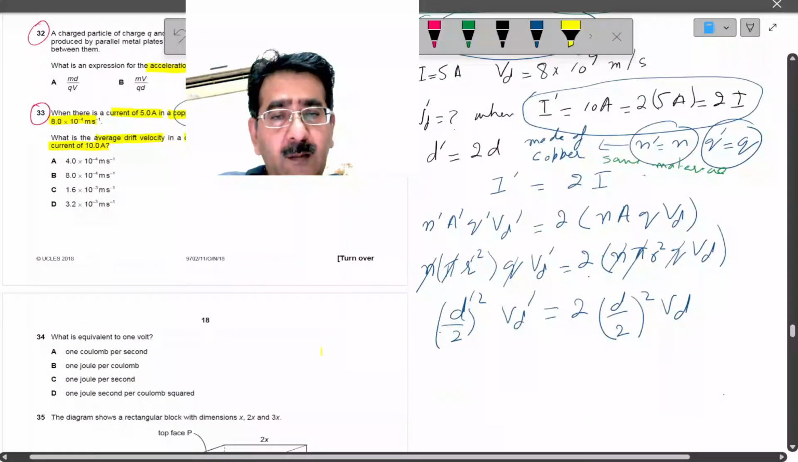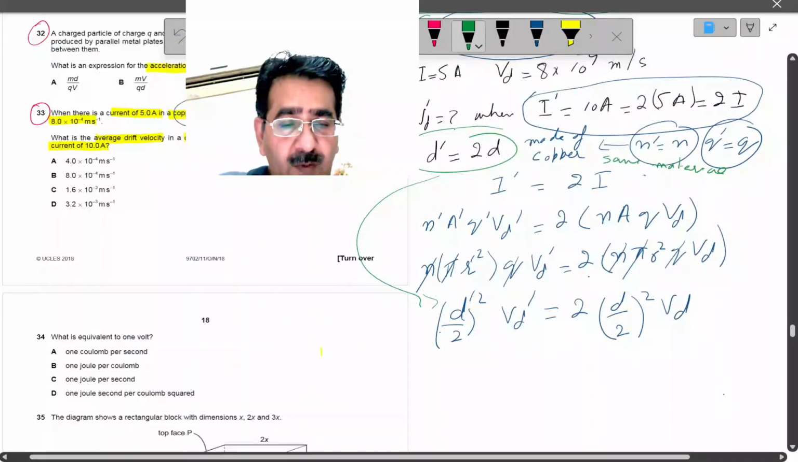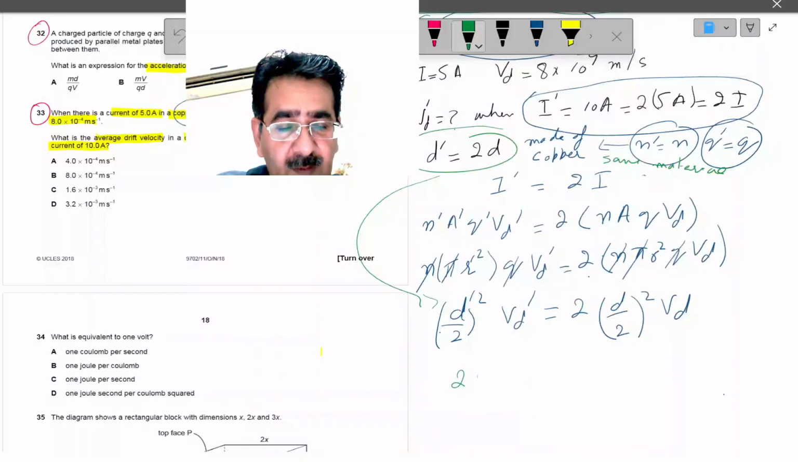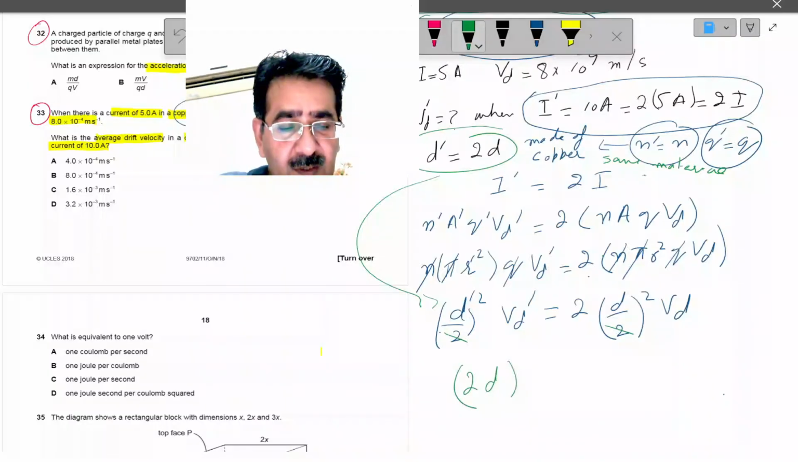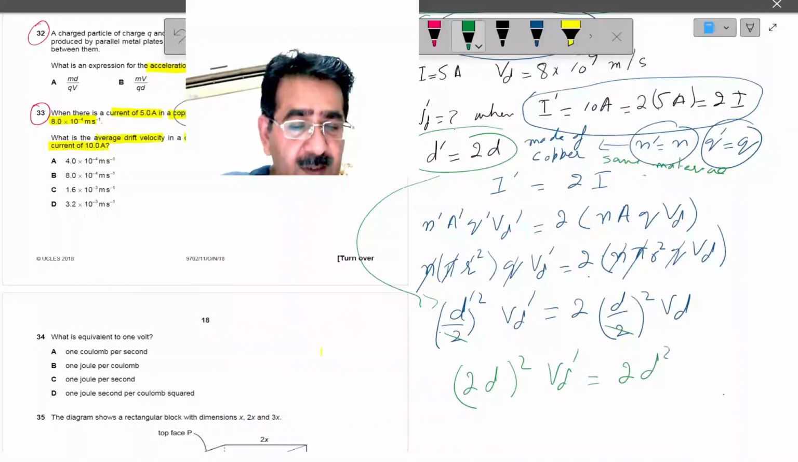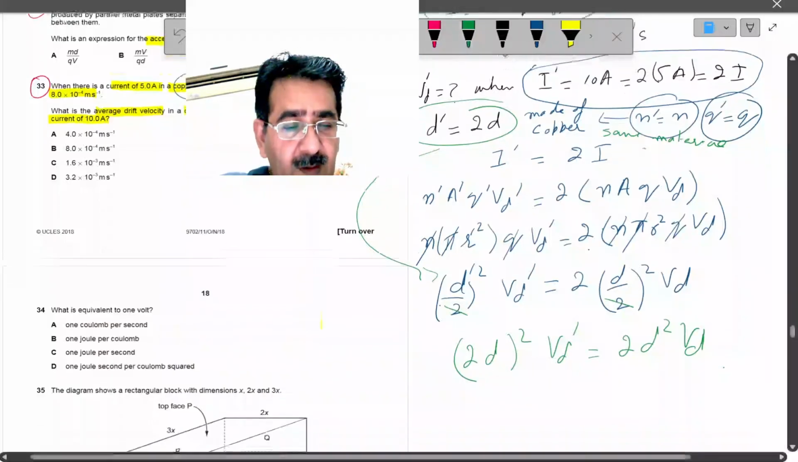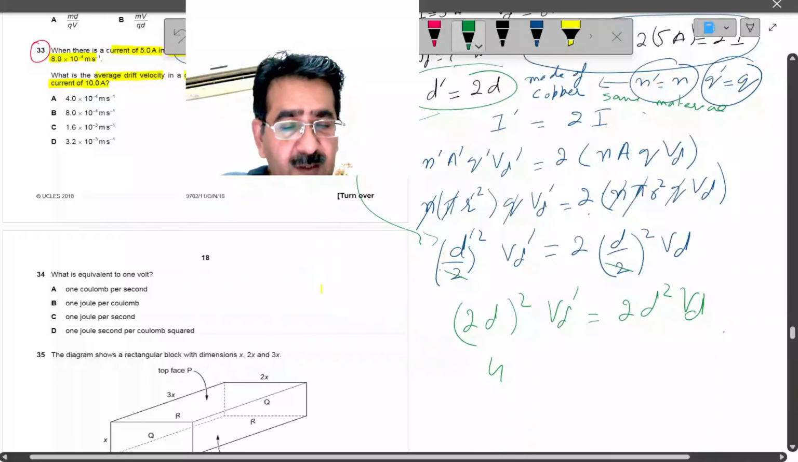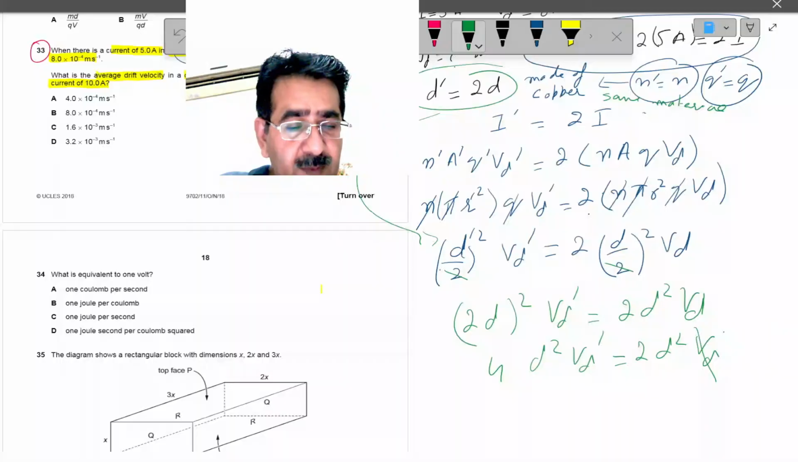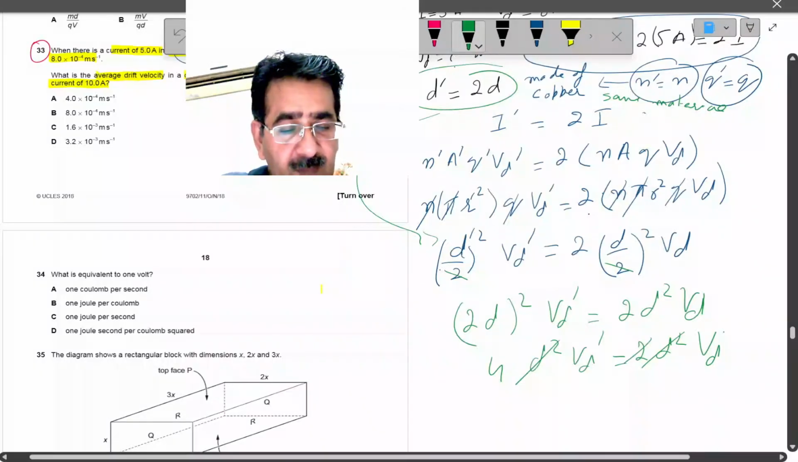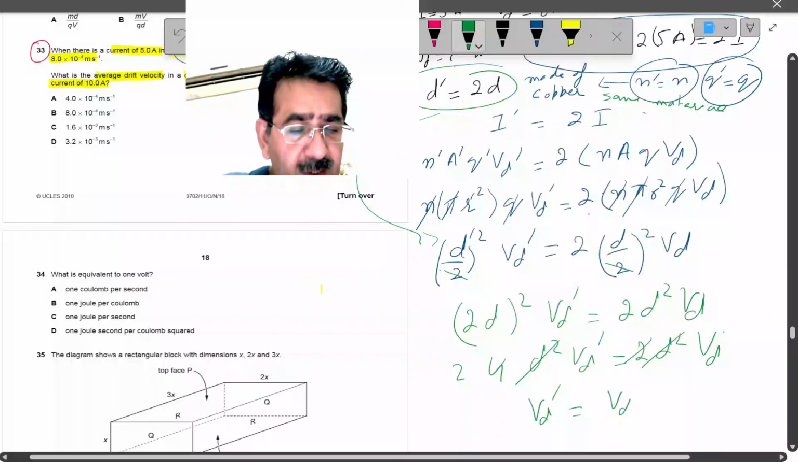That will be 2D. This 2 may cancel with this 2. So this will be 2D square VD dash over 2D square VT. You may also write it as 4D square VD dash over 2D square VT. D square will be cancelled with this, so VD dash will be equal to VD half.